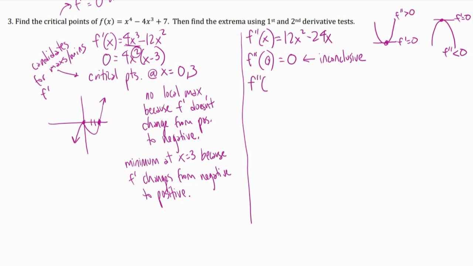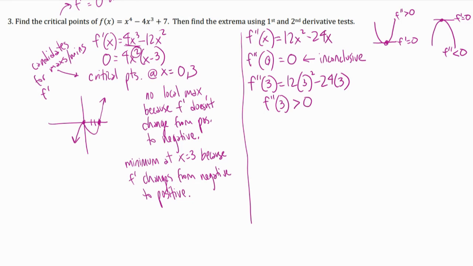But if I find the second derivative at 3, what you'll find is that I actually don't care about what the number is. All I care about is whether this number is going to be greater than 0 or less than 0. So 12 times 3 squared is 12 times 9 minus 24 times 3. So 12 times 9 is 108. 24 times 3 is 72. 108 minus 72, I don't actually care what it is. All I know is that it's greater than 0.